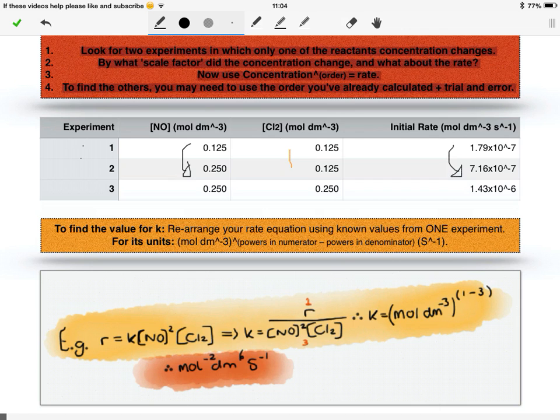So nitrogen monoxide went up by a scale factor of 2, and apologies for that horrible 2, whereas the rate went up by a scale factor of 4. So then, using my third step, the concentration to the power of the order equals rate, well, if 2 equals 4, the order has to be a 2, because, well, I'll just write it here, 2 equals 4, the only thing that we can change is the order, so the order must be 2, because 2 squared equals 4.